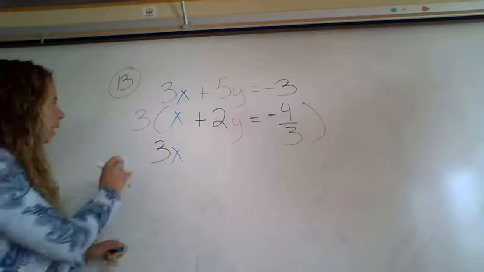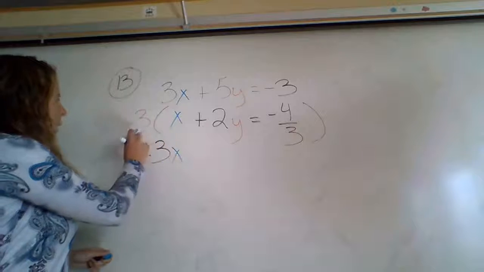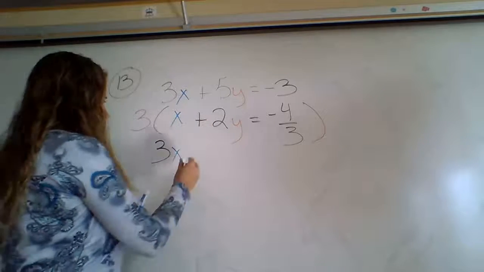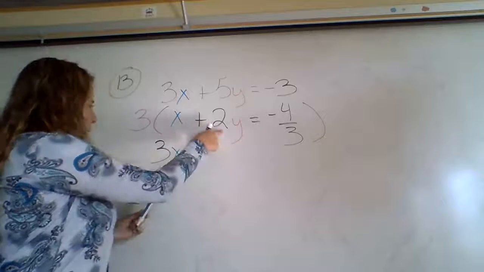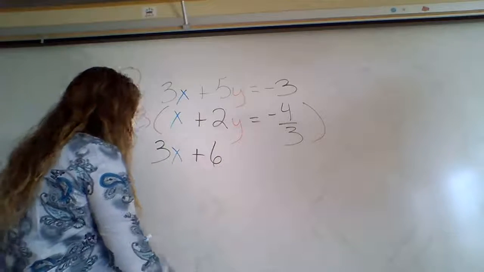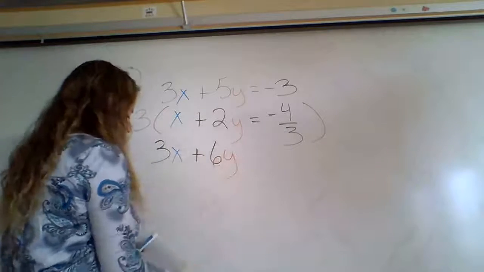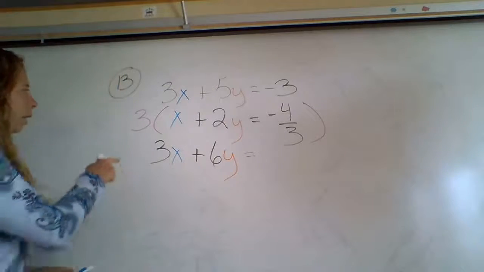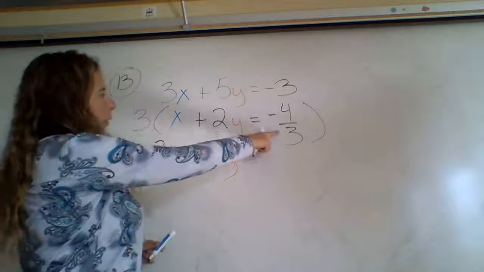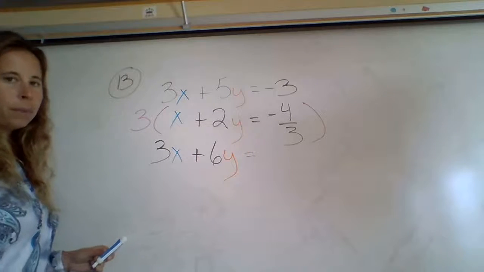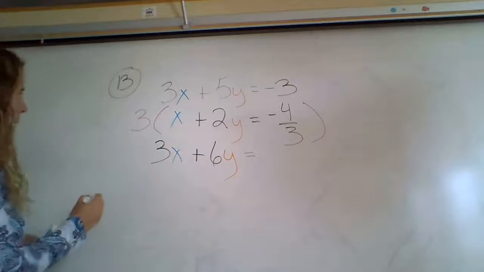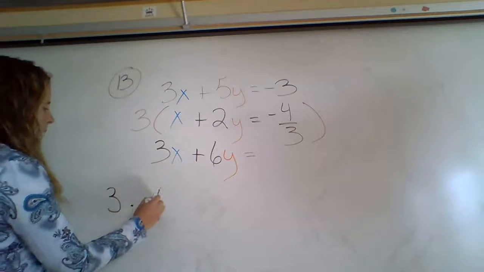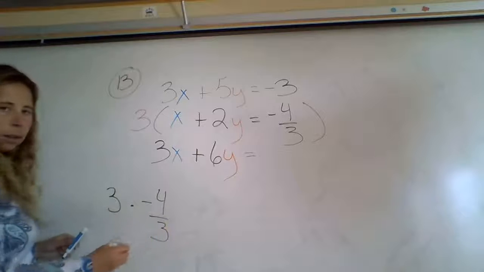Okay, make sure you multiply the entire thing. So 3 times x, 3x, 3 times 2y. 3 times 2 is 6y. Oh, actually, this is kind of nice. And then you have 3 times negative 4/3. So it's going to be negative 4. Here's y. I'll do it to the side. 3 times negative 4 over 3. Okay?